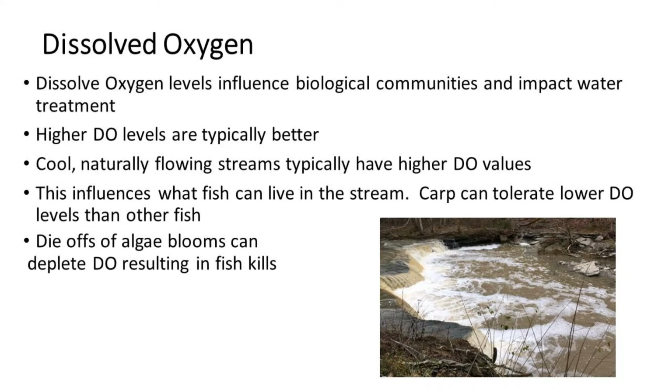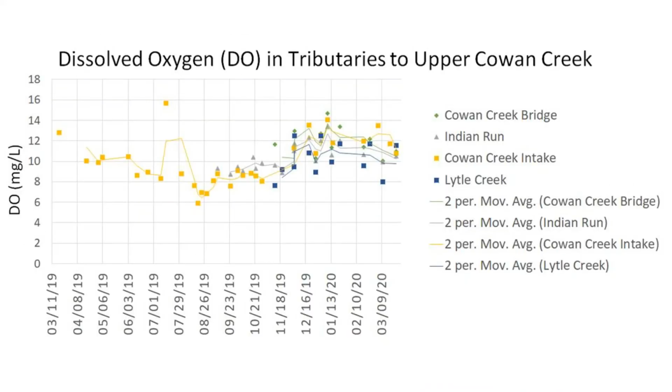Die-offs of algae blooms can also deplete the DO. Sometimes you'll hear about fish kills, and it's not necessarily a toxin, but it's often the dissolved oxygen in the water is removed, and you get that resulting fish kill.